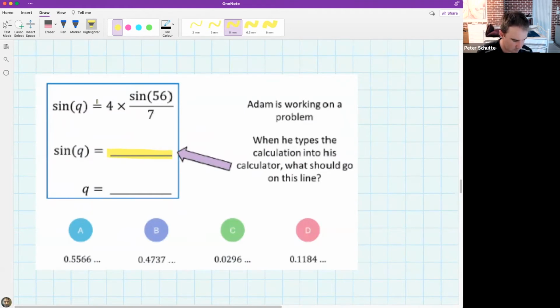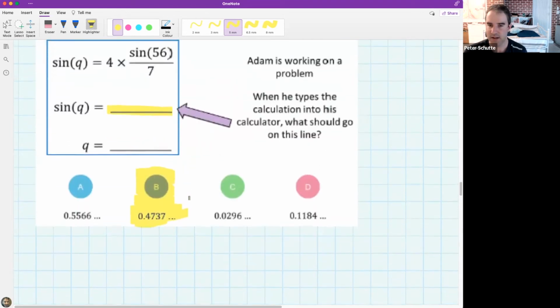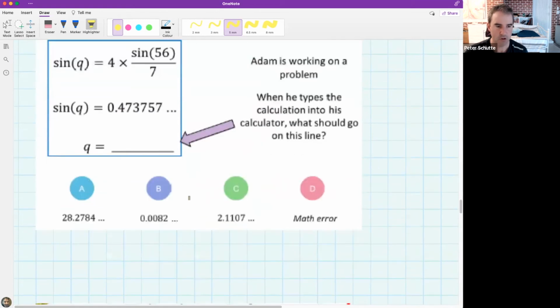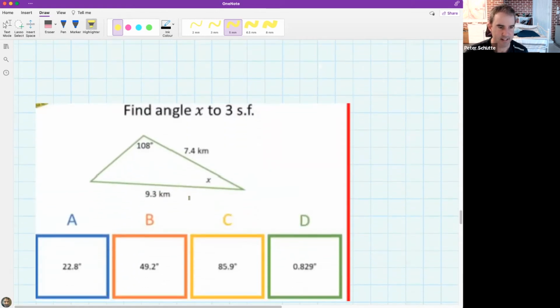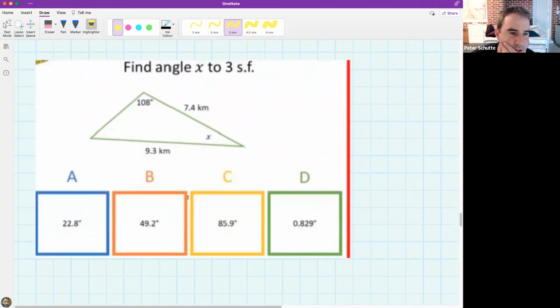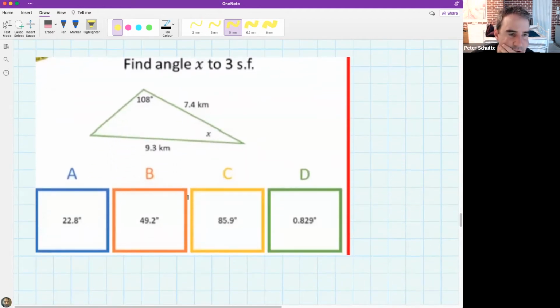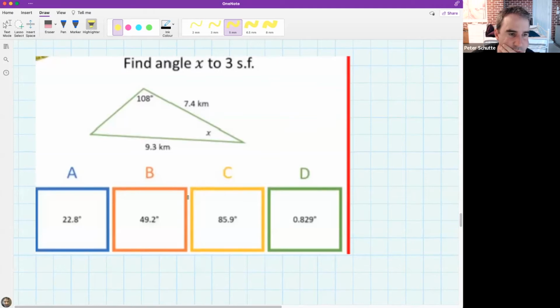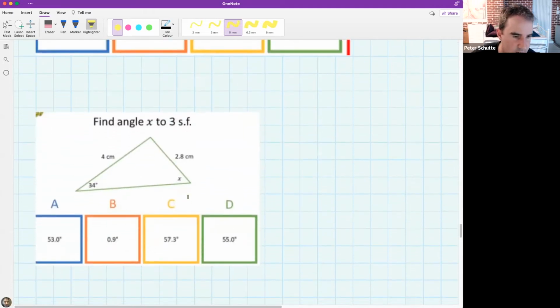So sine of 56 divided by 7 times by 4. And you should be getting option B. Awesome. So let us keep going. I'm not going to do this one because I feel like you've got that. Let us find one. We can't do that one yet. No, we can. That one. Can we do that one? No, not yet. We need the cos rule for that, so we're not going to use that one.